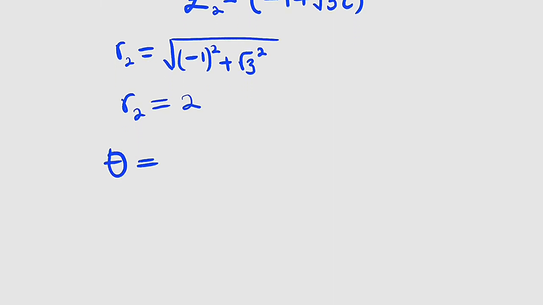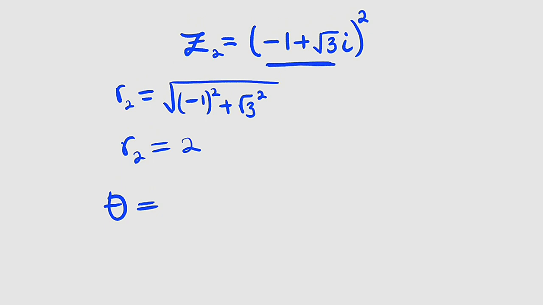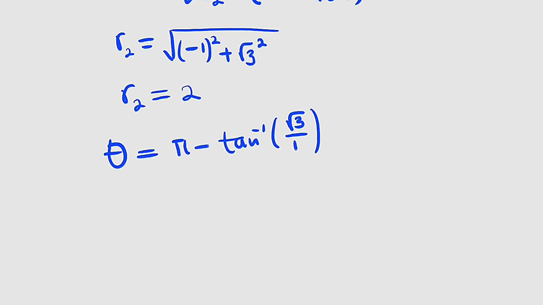It is equal to, if you observe, this is in the second quadrant, which is less than 180. So we are going to assume we are in the first quadrant, using that as reference. But whatever we obtain, we have to take it away from 180, which is pi. So this is pi minus tan inverse of what? The imaginary part, which is root 3, divided by the real part, which is 1. Root 3 divided by 1 is still root 3, and tan inverse of root 3 is pi divided by 3.